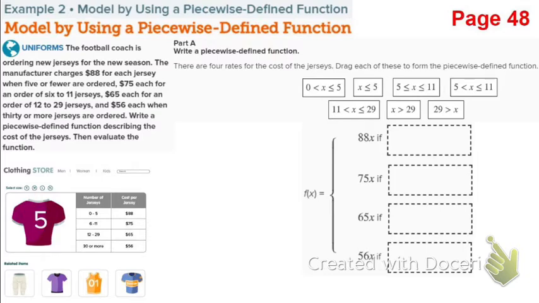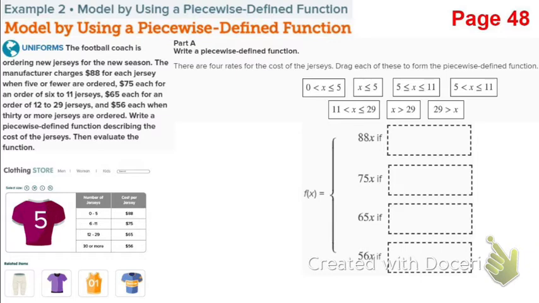A football coach is ordering new jerseys for the season. If you just need a couple of them, you need 5 or less, they're $88 a piece. Kind of expensive, huh? If you need between 6 and 11, they give you a discount. If you need between 6 and 11 jerseys, you only pay $75 a piece. Still pretty expensive, but it's some money off, right?